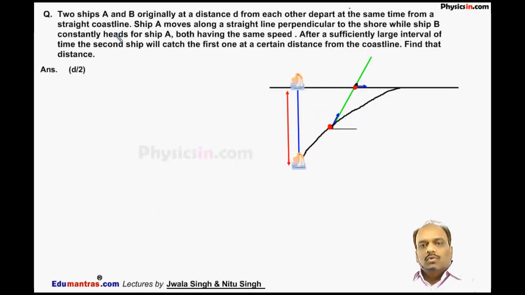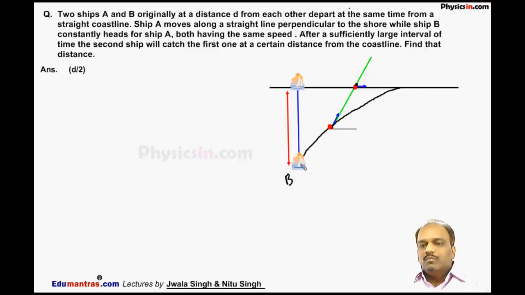In this question, two ships A and B originally at distance d from each other depart at the same time from the same coastline. Ship A moves along a straight line perpendicular to the shore while B constantly heads for ship A, both having the same speed. After a sufficiently long time, the second ship will catch the first one at a certain distance from the coastline. Find that distance.